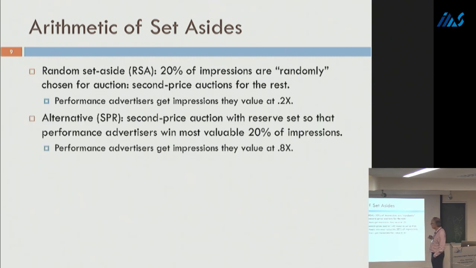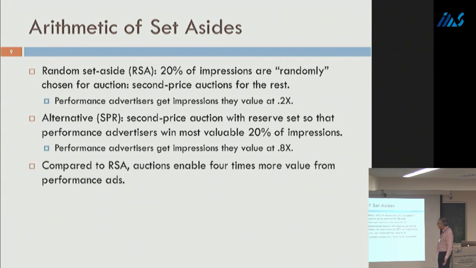If we ran a second price auction with a reserve, and the reserve were set so that performance advertisers win the 20% of the impressions that are most valuable to them, then we're getting the 20% most valuable impressions, which has 80% of the value. So compared to the random set-aside, second price auctions with reserve extract 4 times more value from performance ads. That's a big number. There's nothing strange about this number. This is completely plausible, and it's a really big number. So we're losing a lot of value in performance matching by using set-asides. Why would you do that?